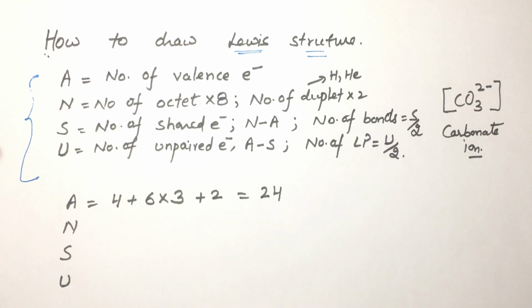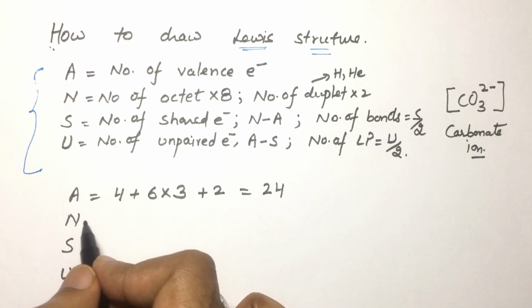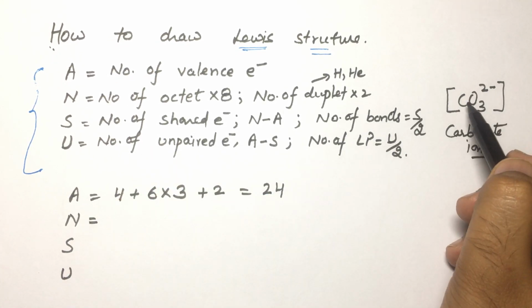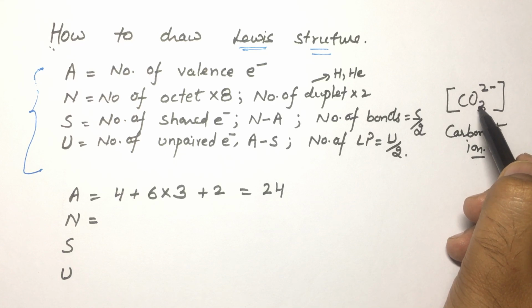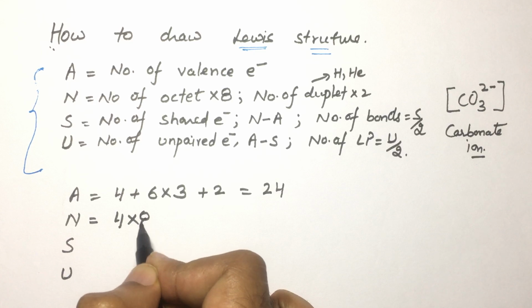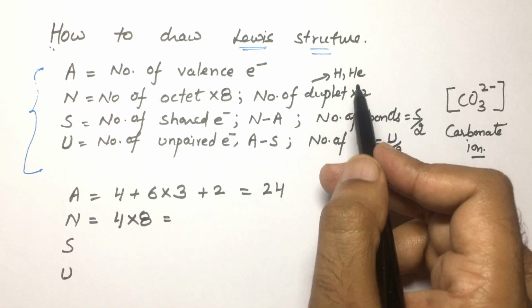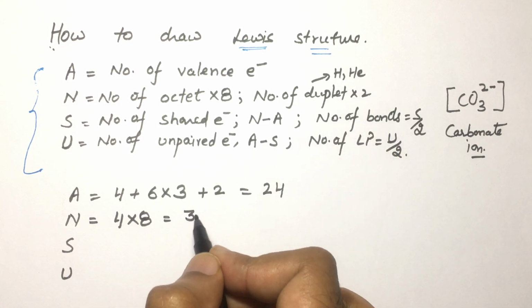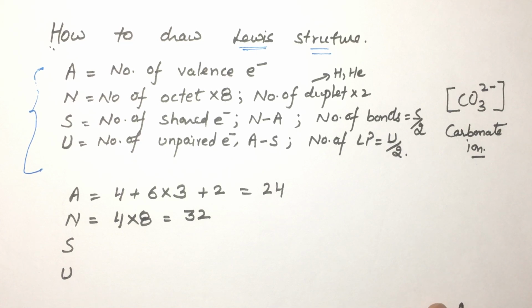The next one is the number of octet. Now carbon has an octet and oxygen is also having an octet. So we will have 4 octet. So 4 multiplied by 8. There is no duplet. So that makes it 32.